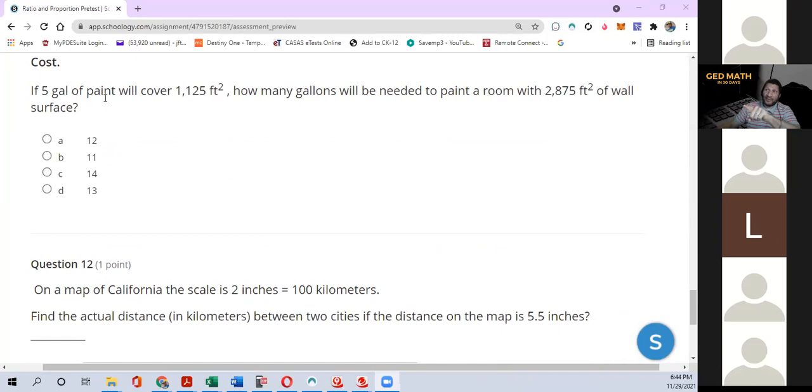If 5 gallons of paint will cover 1,125 square feet, how many gallons will be needed to paint a room with 2,875 square feet of wall surface? Mr. Tinsley, is that a ratio problem? How do I know that's a ratio problem? Can somebody tell me, first of all, what's given and how you would set this problem up?